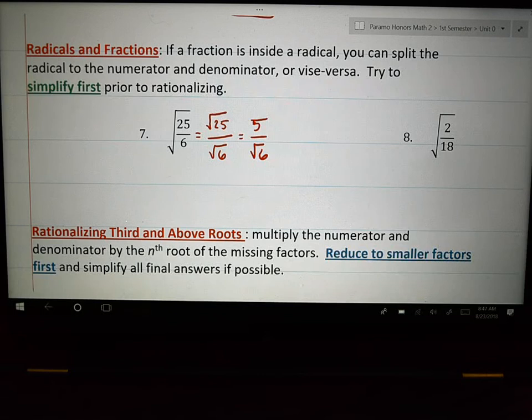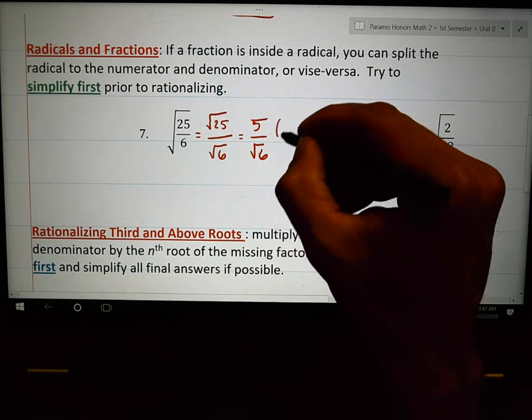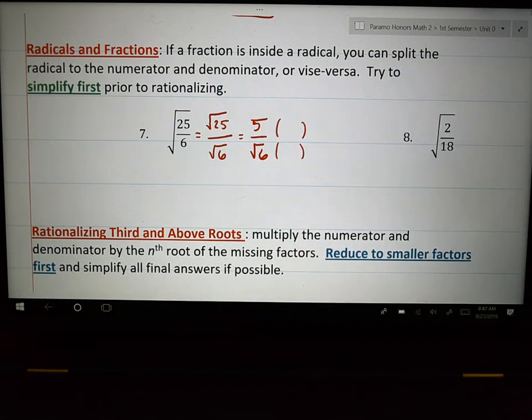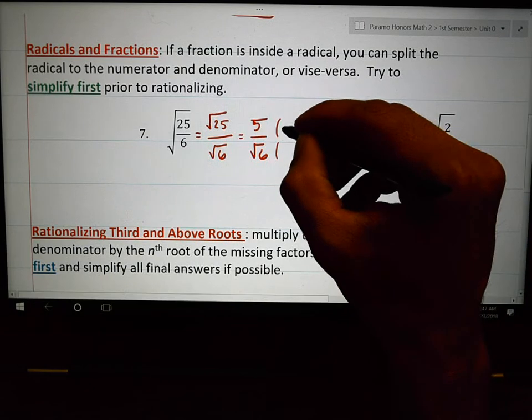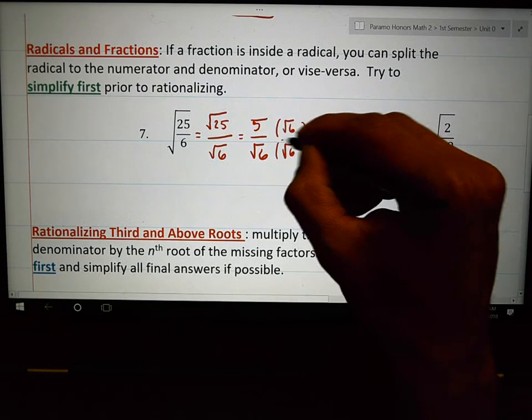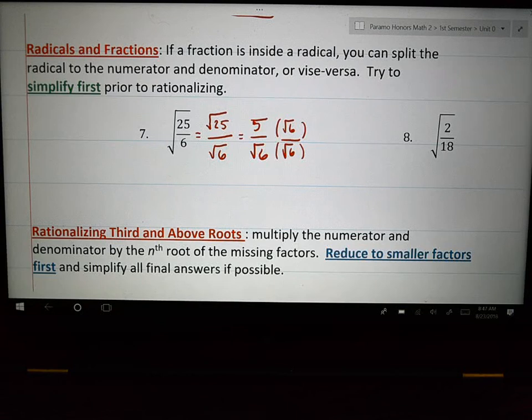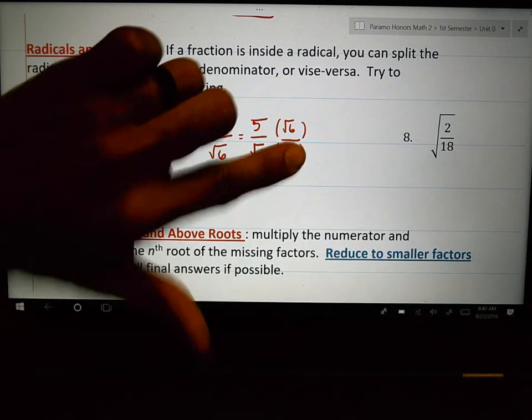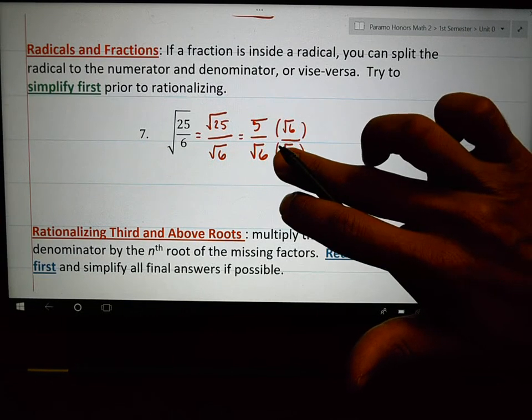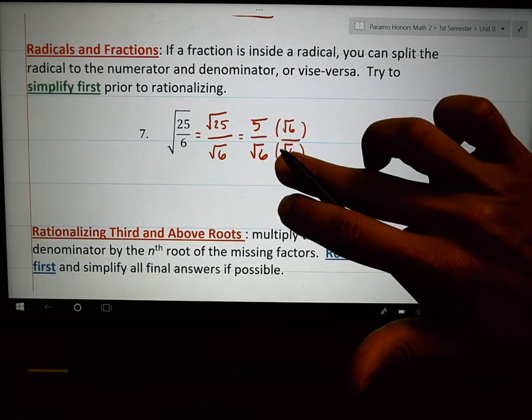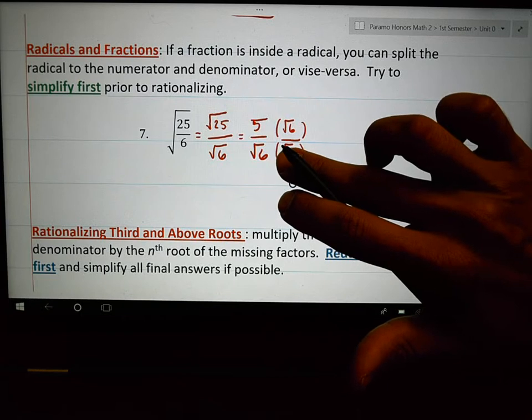So how do we rationalize? I need to multiply by something. I'm going to multiply by some form of 1, something over itself. I hope you know that you're multiplying by root 6 over root 6. If you're not multiplying by root 6 over root 6, then you're doing something wrong. If you only write one root 6 on your homework or your test, you would not get full credit, because you cannot just multiply by root 6. Where did that come from?